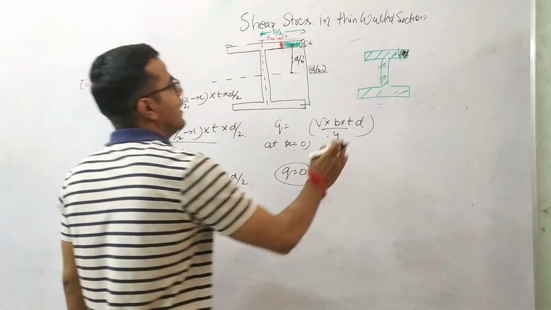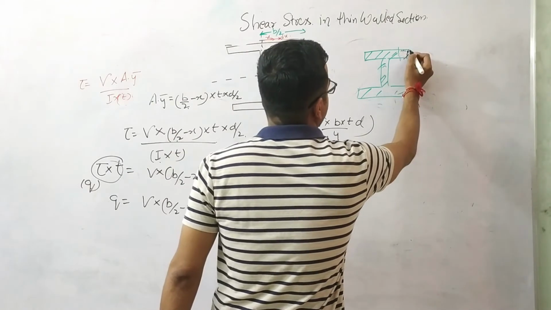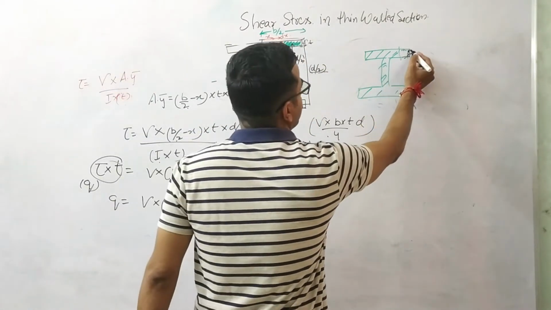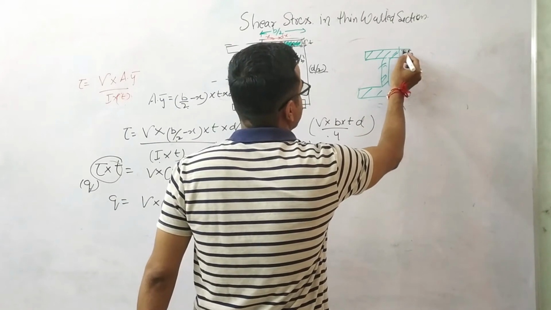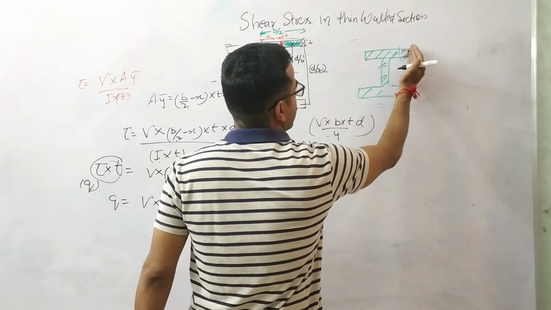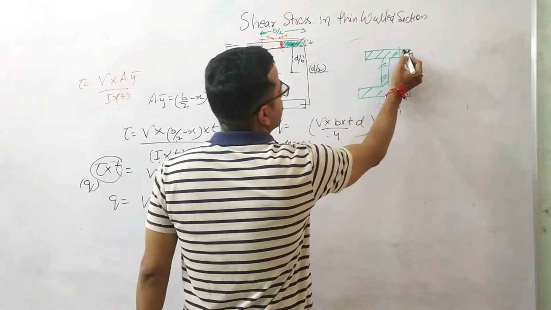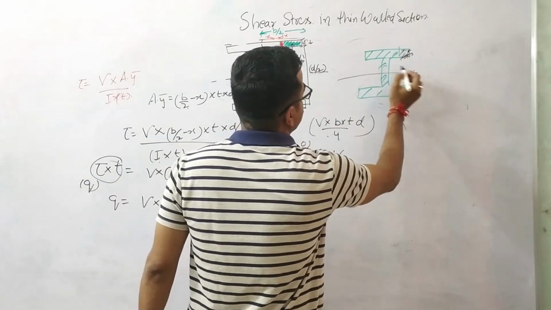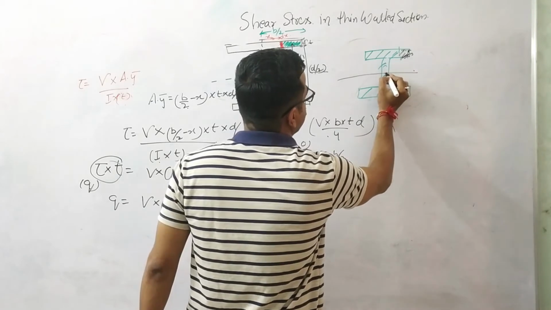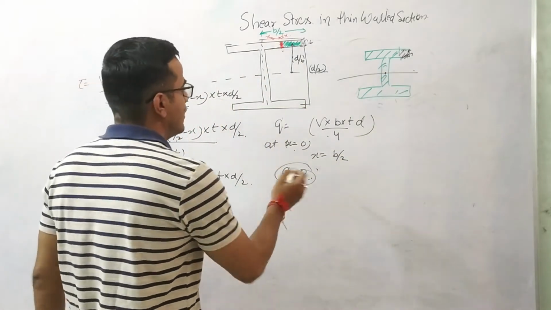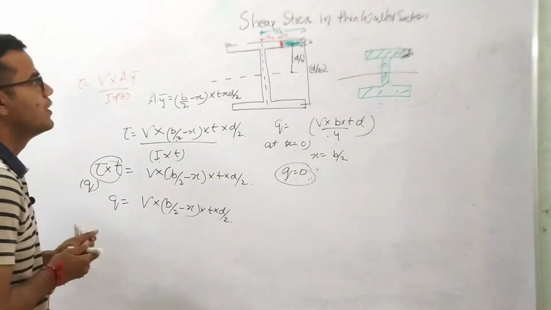Now if I want to find the shear stress at this location, then either I have to take this area or this complete area. Beyond this section there is no area, so Q will be 0. Or if you take this complete area, the centroid of this area will be at the neutral axis only, so the first moment of area will be 0. From that also you can say that Q will be 0.